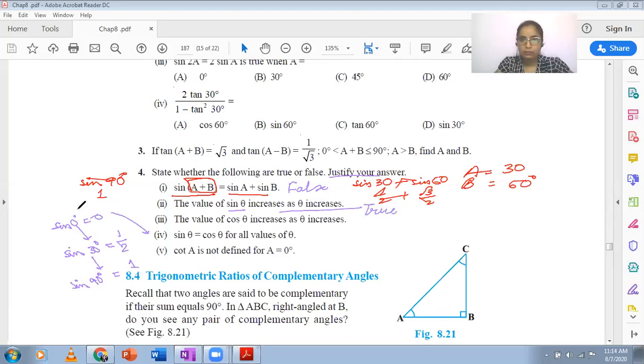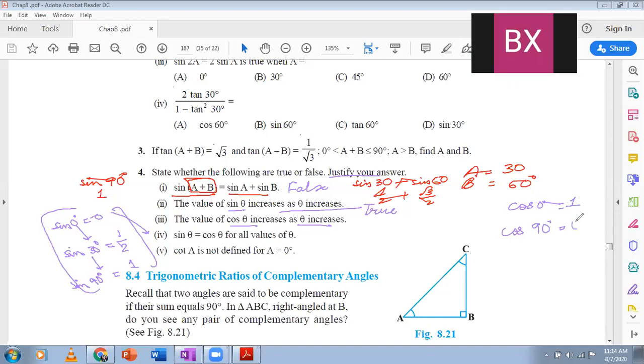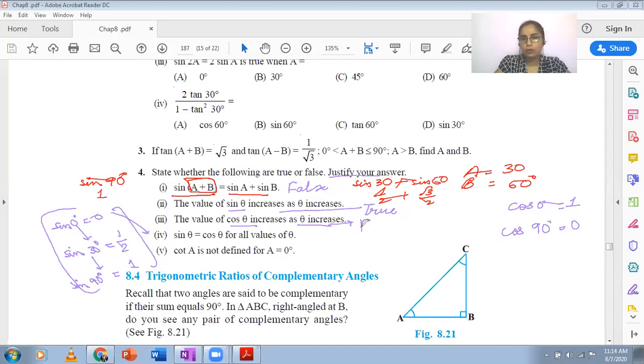Now, the same way I checked for sine, I want you to check for cos. Check in the table how the values are changing for cos. Cos 0 and cos 90. Compare first to last. I've increased the angle. What happens to the values? Decreased. It's opposite here? Yes. So this statement will be false.